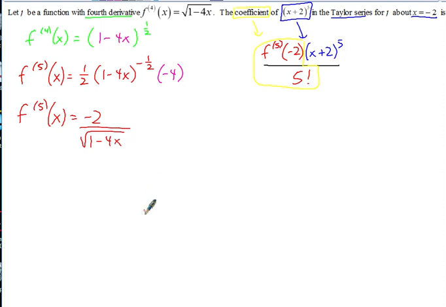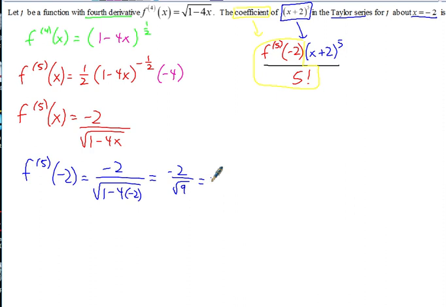And then what we want is the fifth derivative specifically at negative 2, so let's just substitute in negative 2 now. So the fifth derivative at negative 2 would be negative 2 divided by the square root of 1 minus 4 times negative 2. Well, negative 4 times negative 2 is, remember you have to multiply before subtracting using order of operations, positive 8. Plus 1 gives you 9, so that's the square root of 9. But the square root of 9 is just 3, so you have negative 2/3. So that's what we can substitute in right here. So our coefficient would just be negative 2/3 divided by 5 factorial.